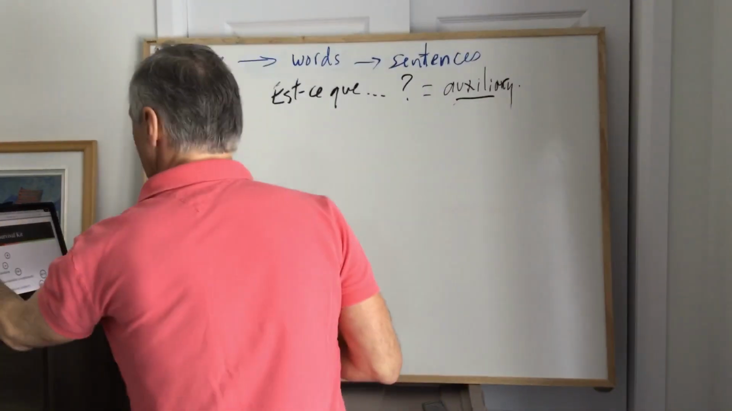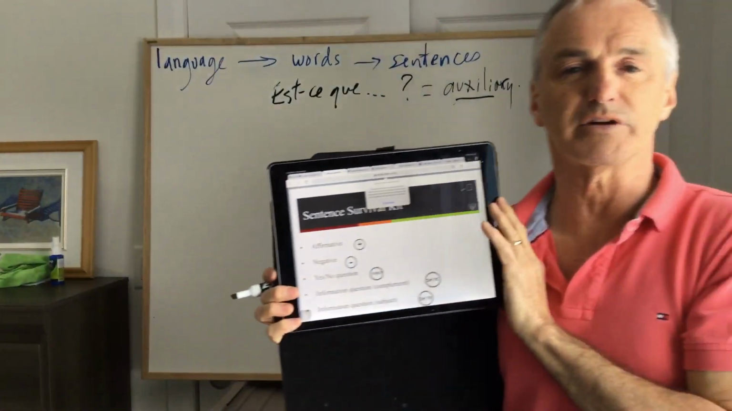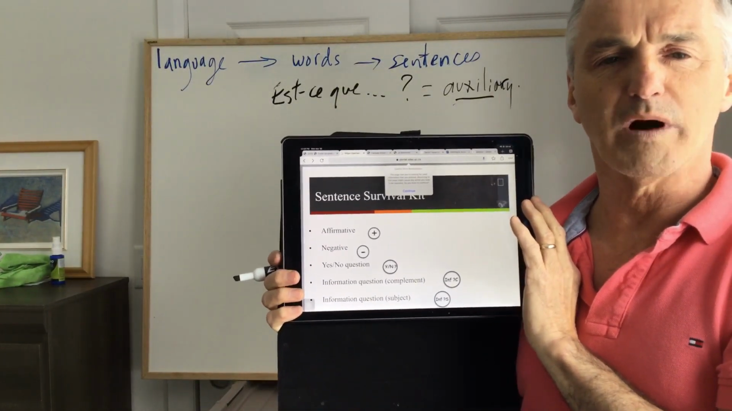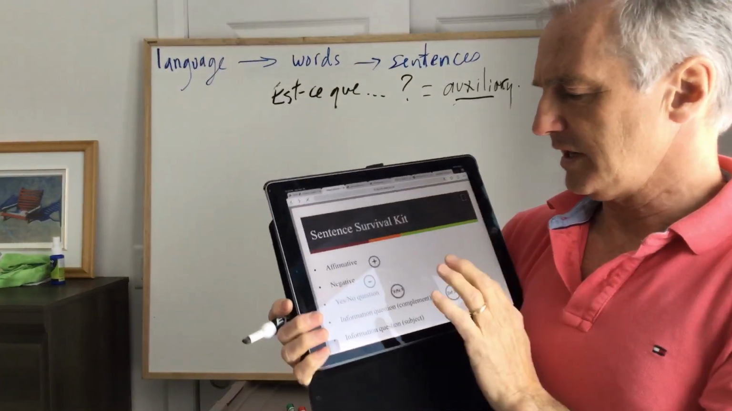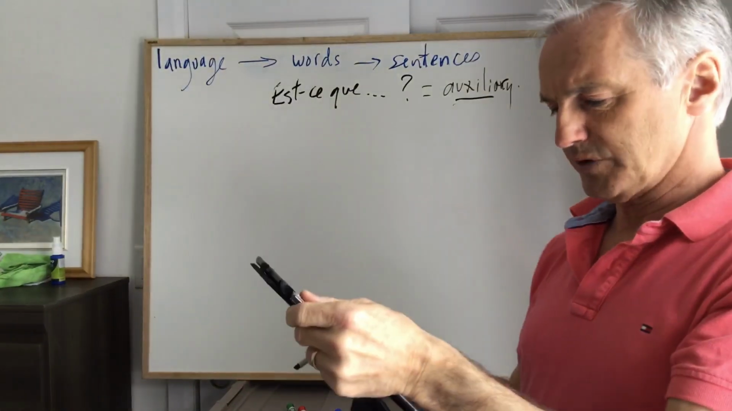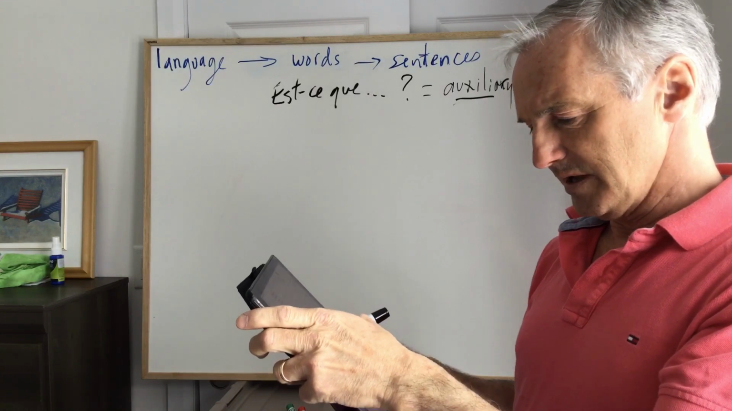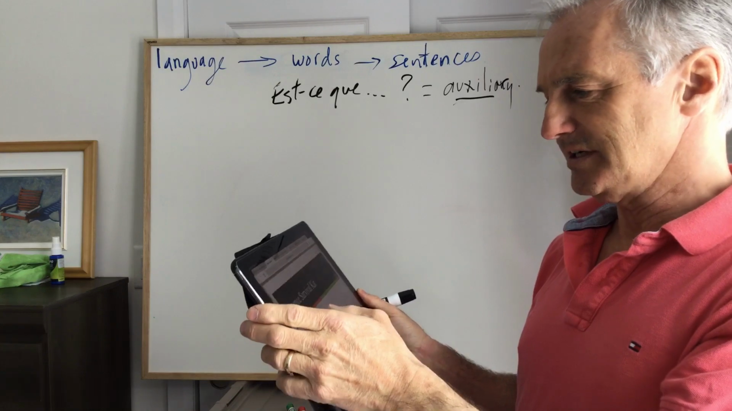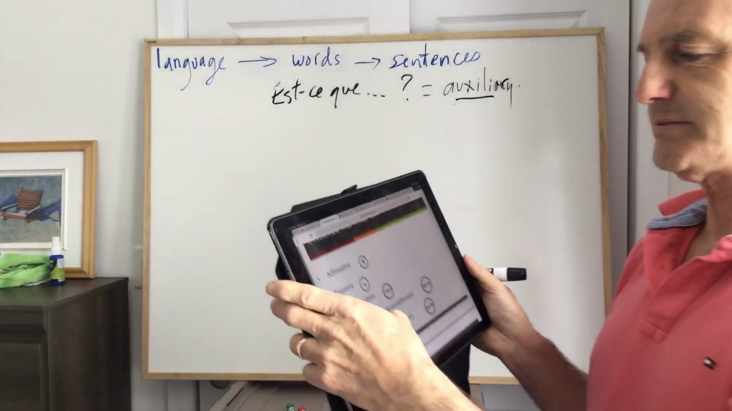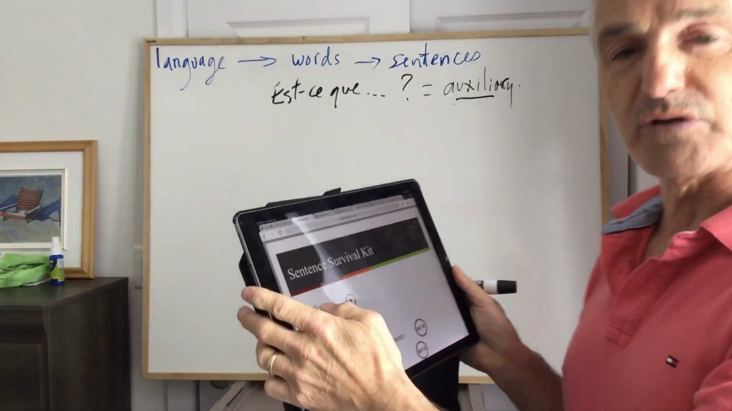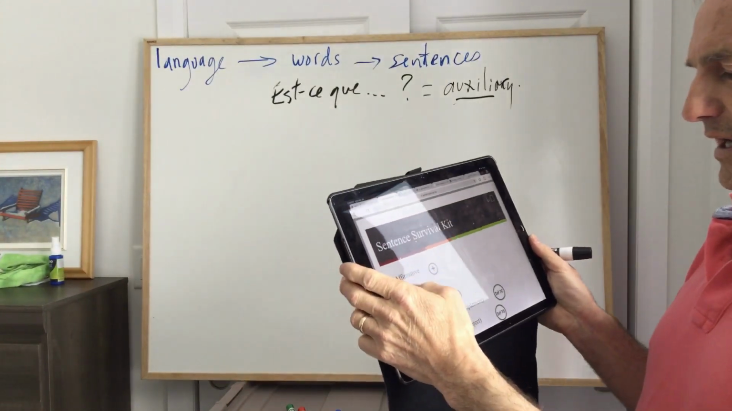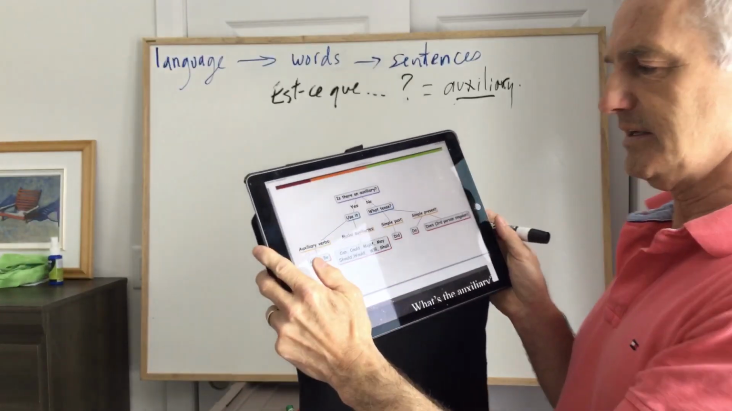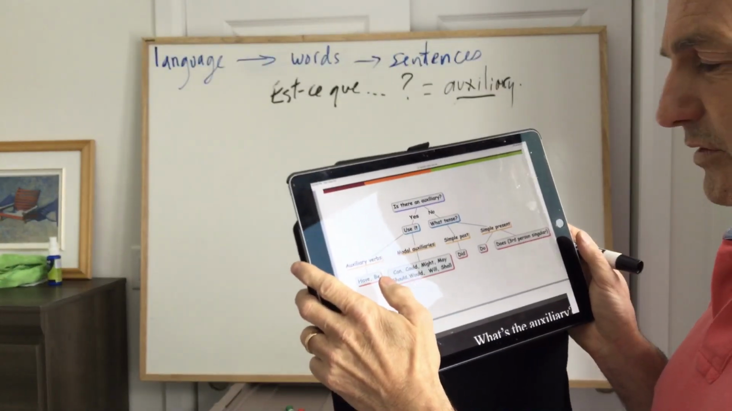Well, I'm going to be referring to my sentence survival kit, which you'll find in your resources in the devoir section. Basically, it's a PowerPoint presentation that I put together, but unfortunately it doesn't work as a PowerPoint presentation in your iPad, so I'll just go page by page. And in the sentence survival kit, we talk about auxiliaries. So, on the third page, you'll find the different list of auxiliaries that we use.